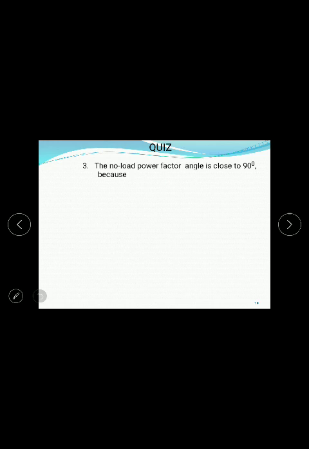The no load power factor angle is close to 90 degrees because the magnetizing component is more than the working component of current. So Iw is less than I mu.